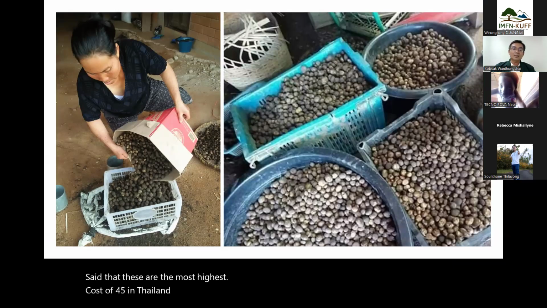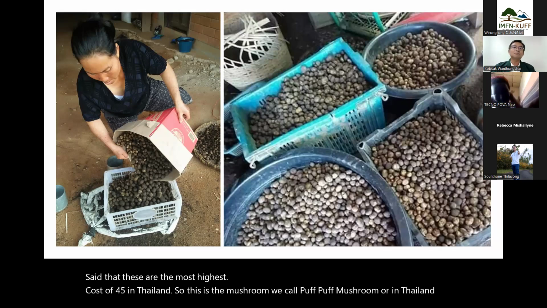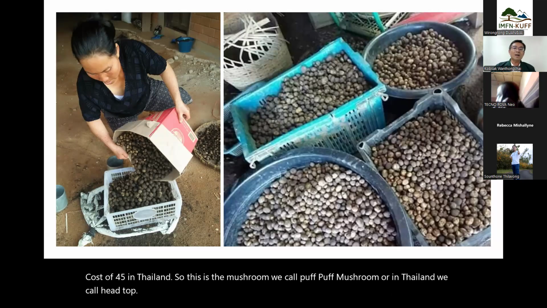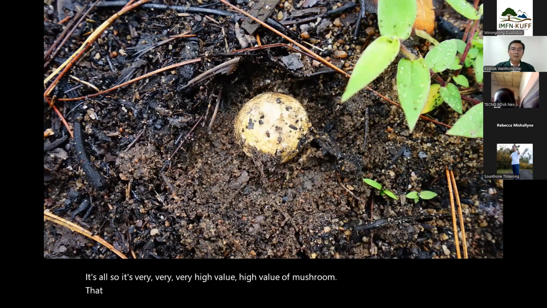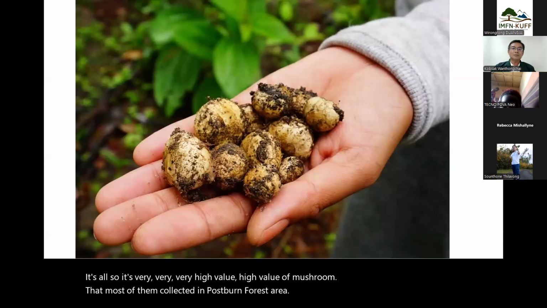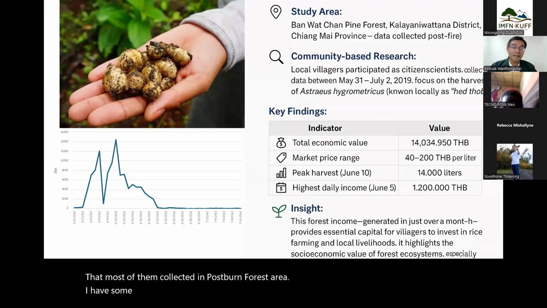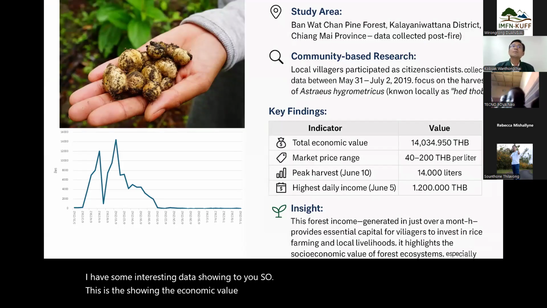Many people say that these are the highest cause of forest fire in Thailand. So this is the mushroom we call puff mushroom, or in Thailand we call hed thaw. This is a very high-value mushroom that most people collect in post-burn forest areas. So I have some interesting data to show you. This shows the economic value of puff mushroom, which is related to burning. We did this study in Wat Chan pine forest in Chiang Mai province.